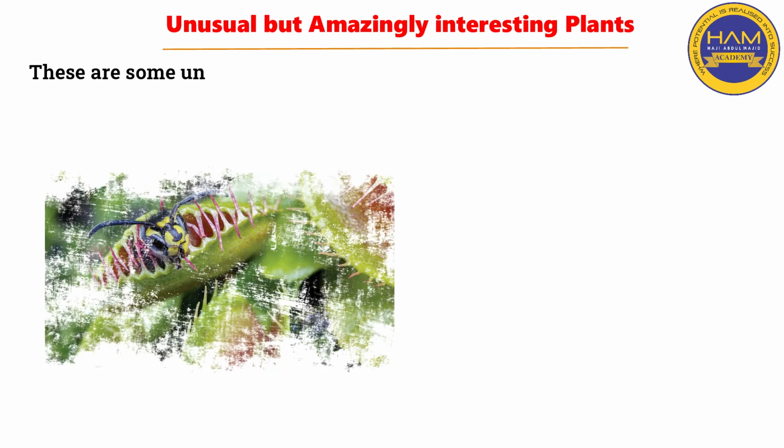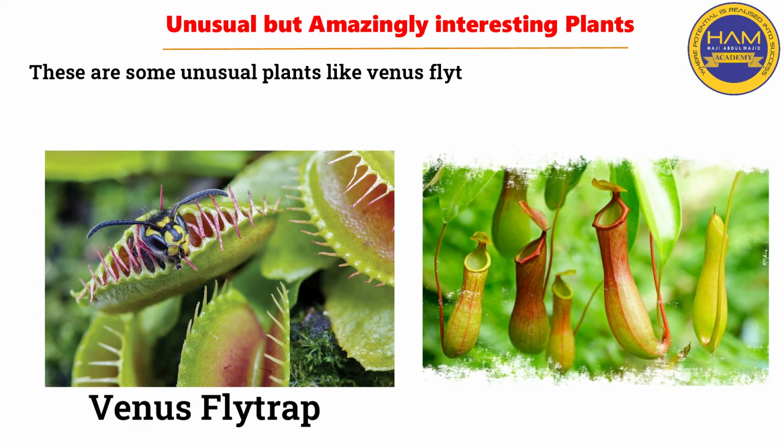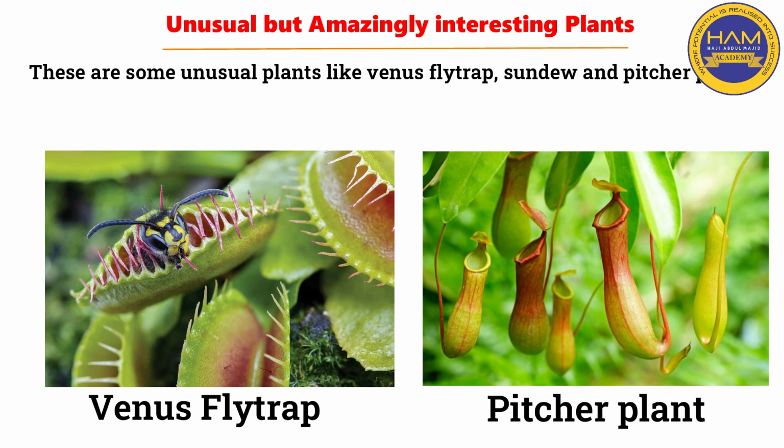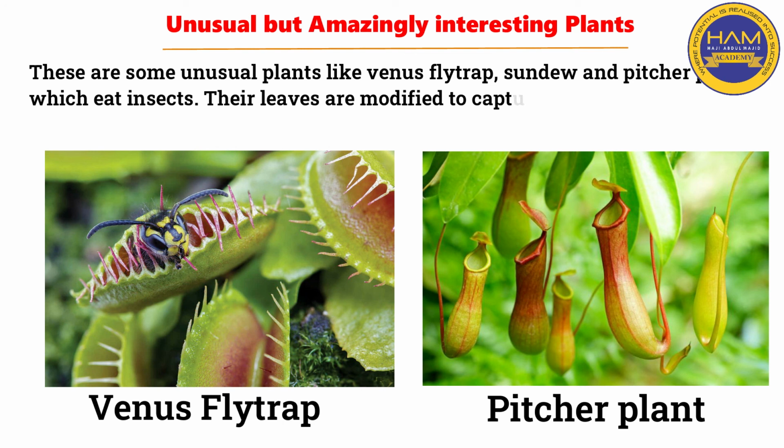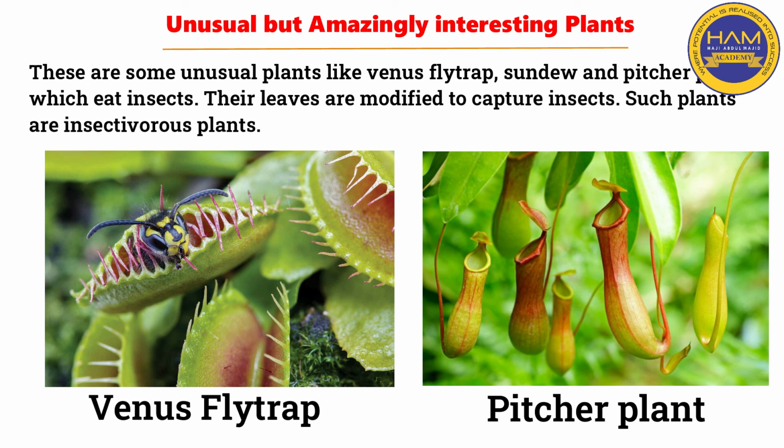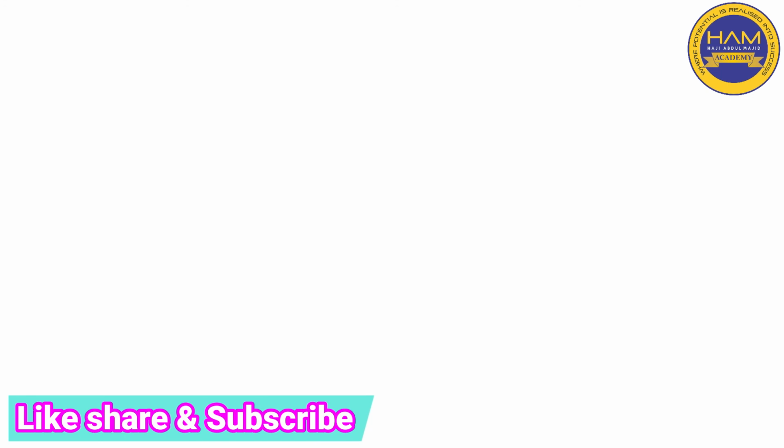There are some unusual plants like Venus flytrap, sundew, and pitcher plant which eat insects. Their leaves are modified to capture insects. Such plants are called insectivorous plants. I think you must have understood this session well today.